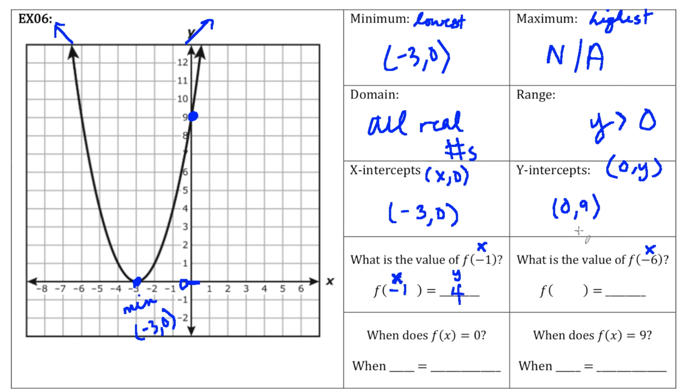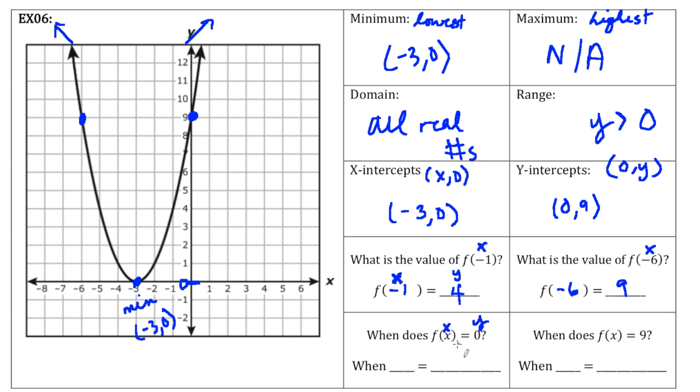Okay, now f of -6. F of -6. So where x is -6, y is 9. So f of -6 is 9. Cool. Now it's going to give me, this is the x, it's going to give me the y. So okay, so let's go for the y.